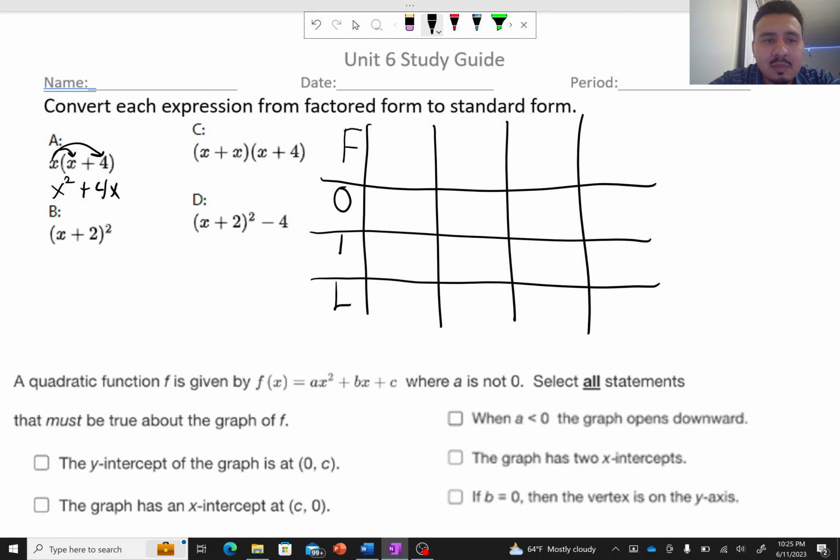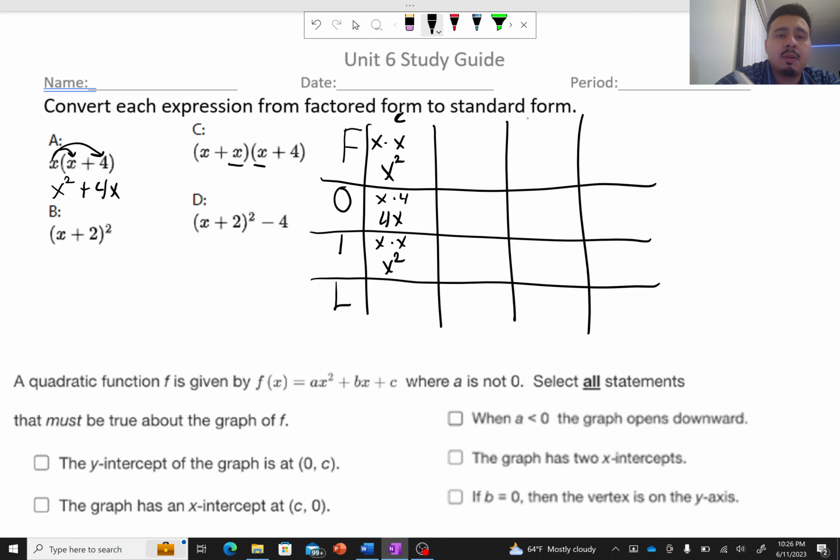All right. So I'm gonna go ahead and do C right here at the top. We're gonna do the first terms first. First is this one, x times x. X times x gives me x squared. Perfect. Now the outside is x times 4, which is 4x. Now let's do the inside. The inside would be x times x, which gives me x squared.